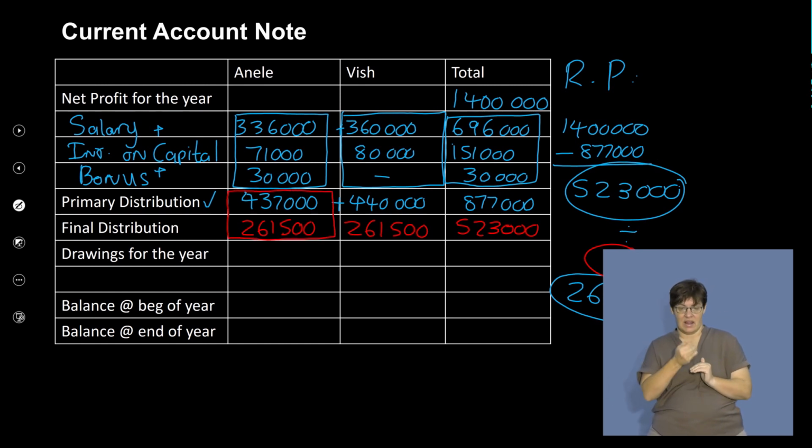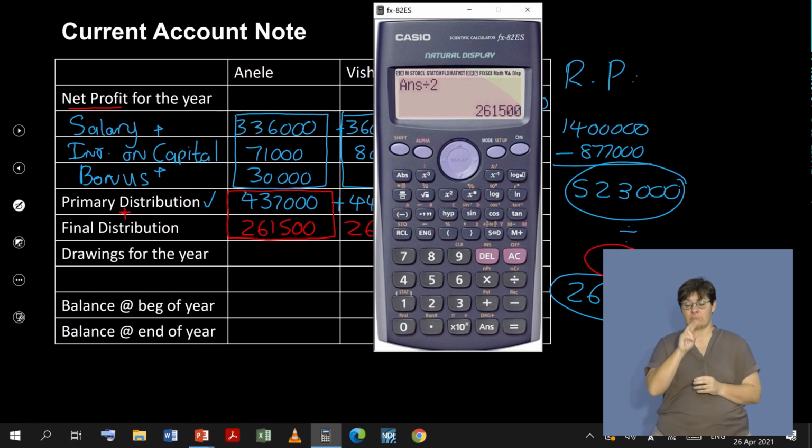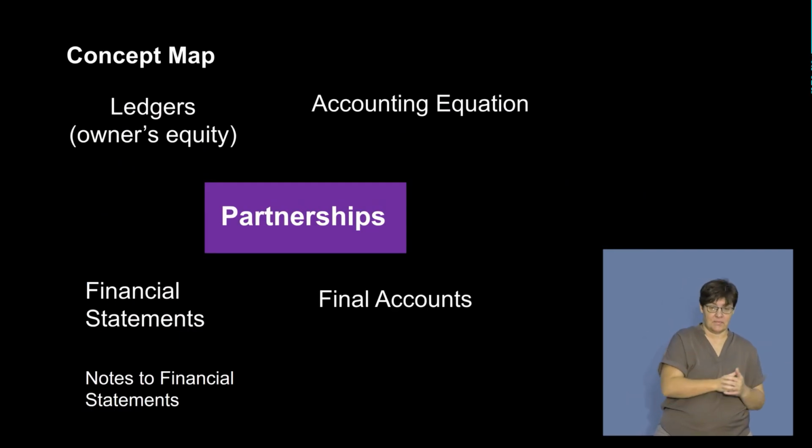What was her share in total of the net profit? So I'm now taking primary distribution plus final distribution. So let's do that quickly. Right, 261,500 plus 437,000. Okay, and that gives me her share amounts to 698,500. So let's just go back.